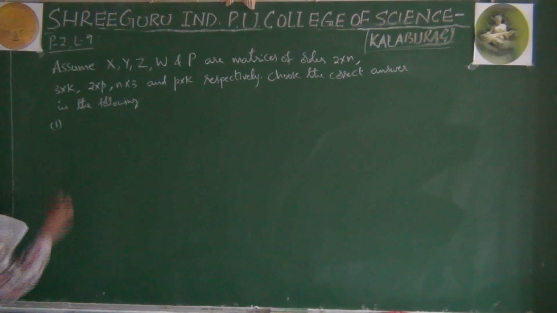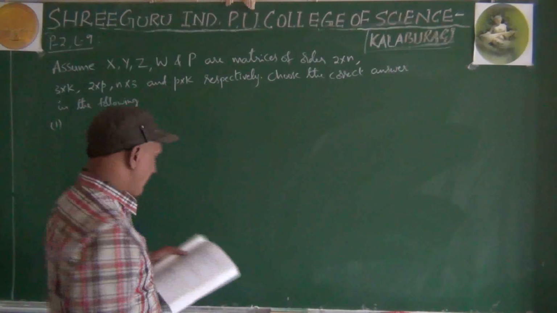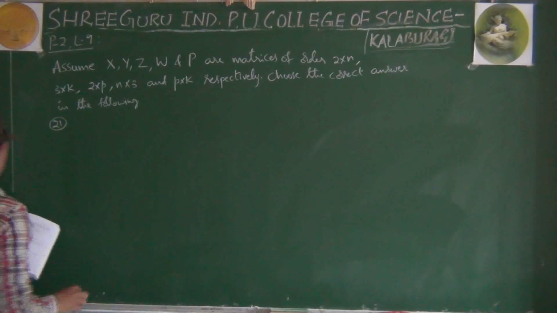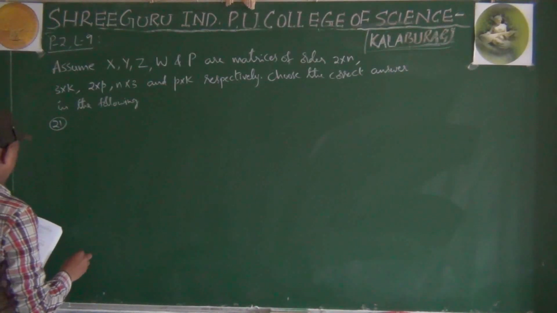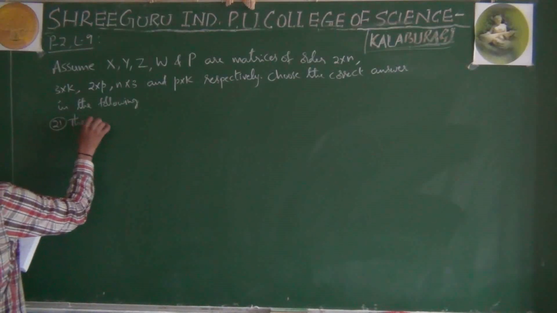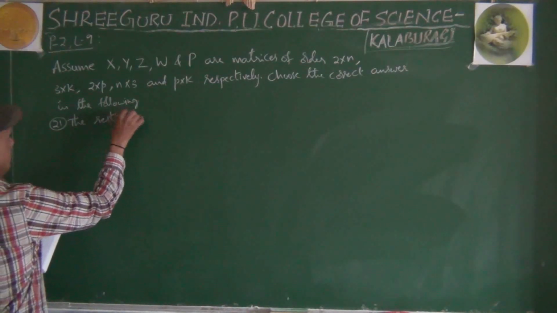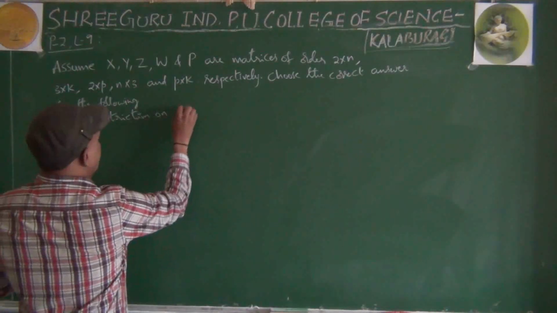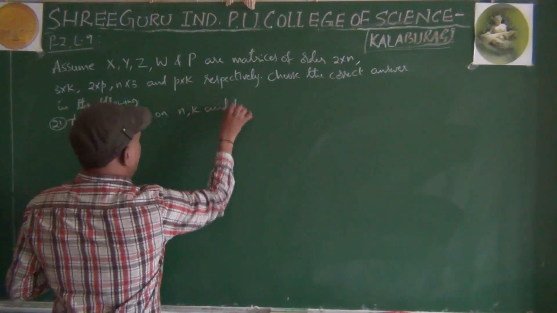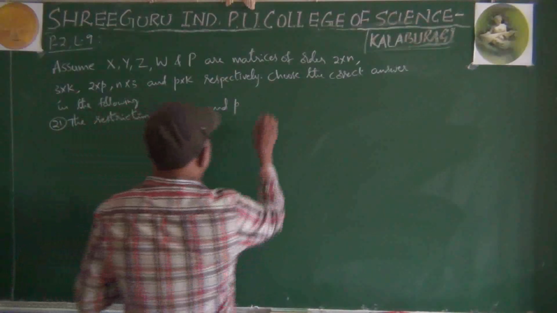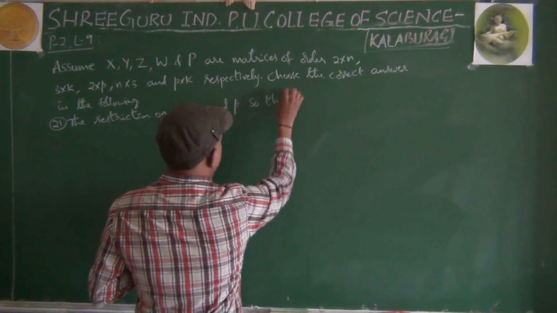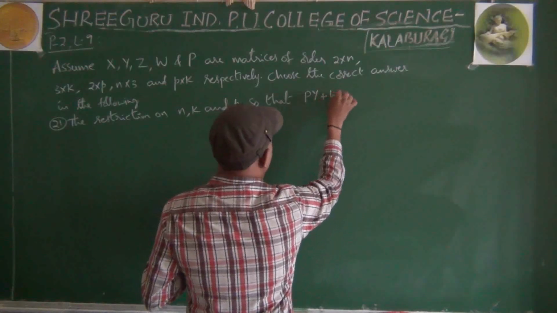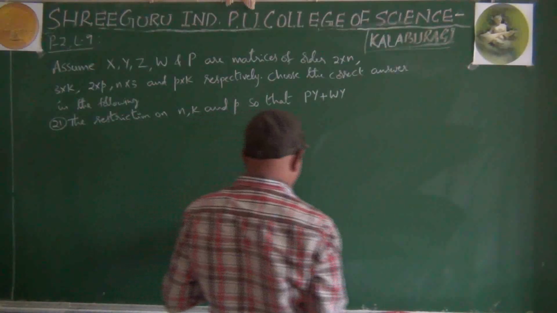Actually these are question number 21, 22. Question number 21 I will write. The restriction on n, k and p so that PY plus WY will be defined.